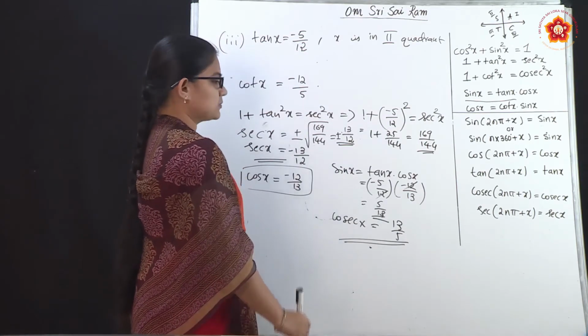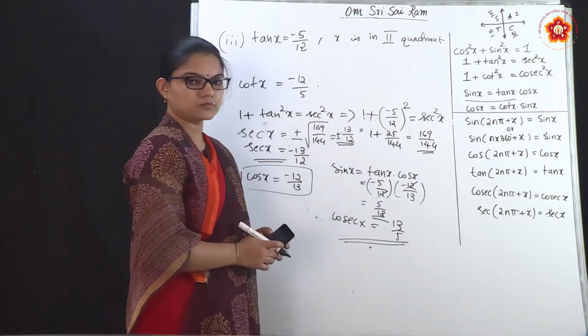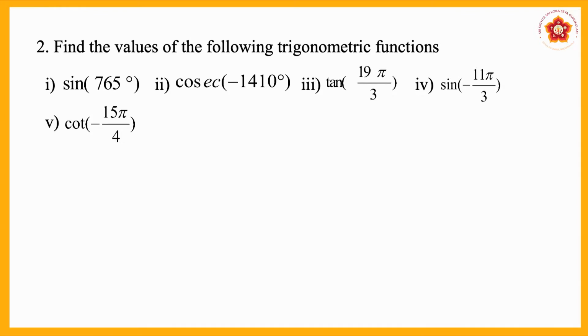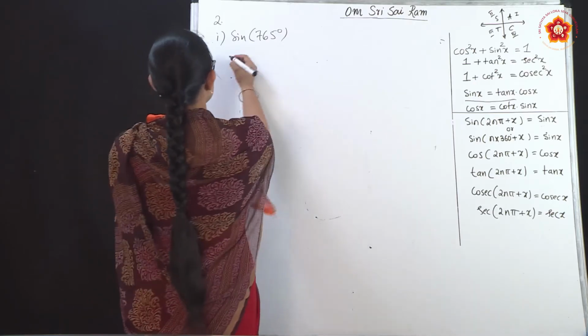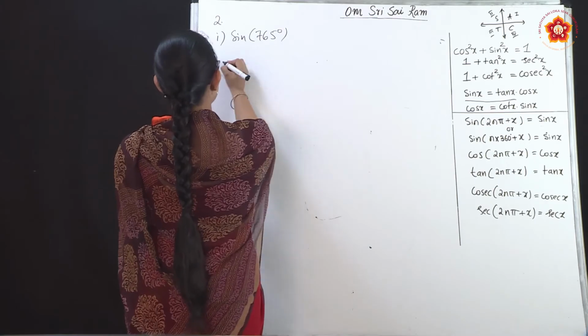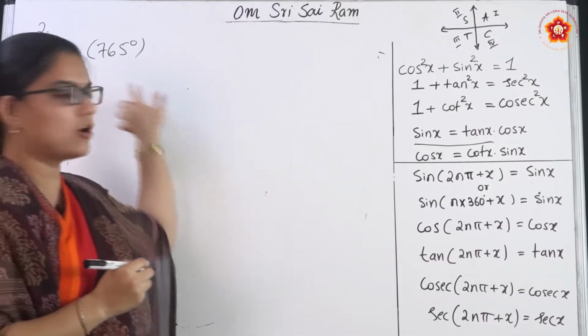Let us move on to the next problem. So we have our second problem. Find the values of the following trigonometric functions, where the first one is sine of 765 degree. So we have to simplify this and get the answer. So 765 degree, let us convert this. So we have 765 degree and we have to make use of the concept.